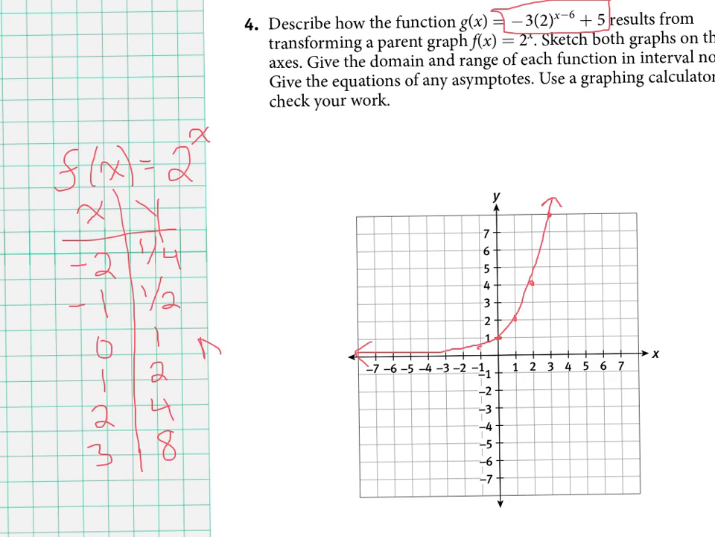The domain is still negative infinity to infinity. The range of the parent graph is 0 to infinity. And our horizontal asymptote is still at y equals 0.